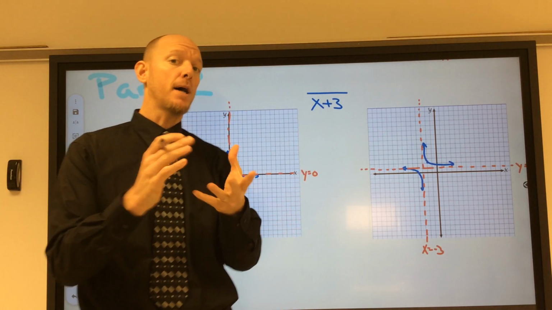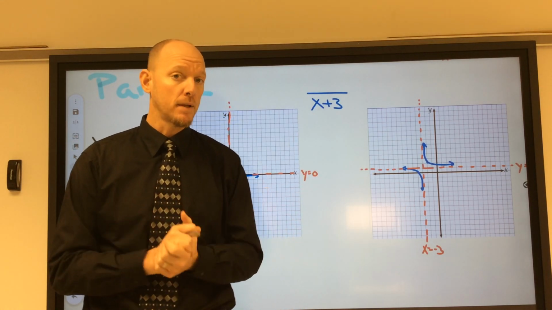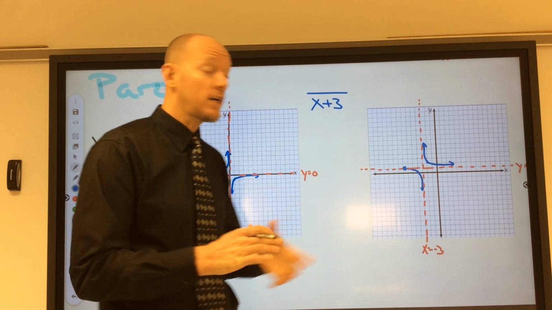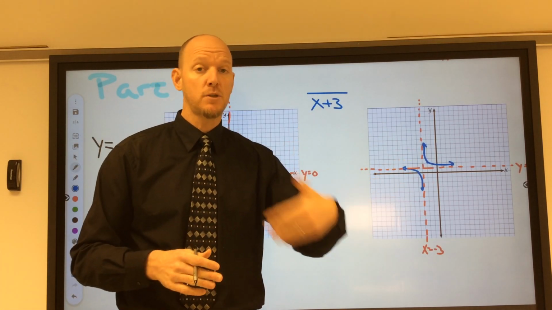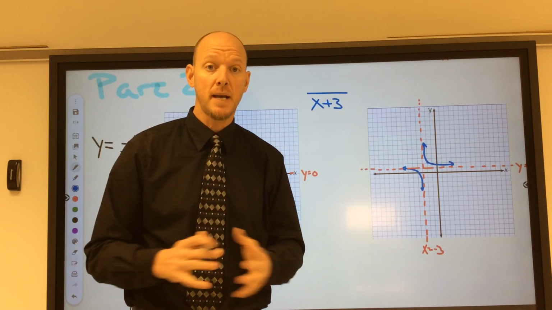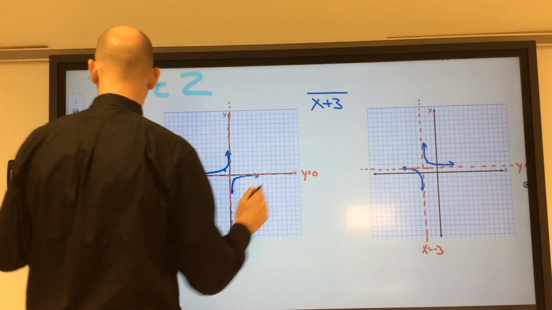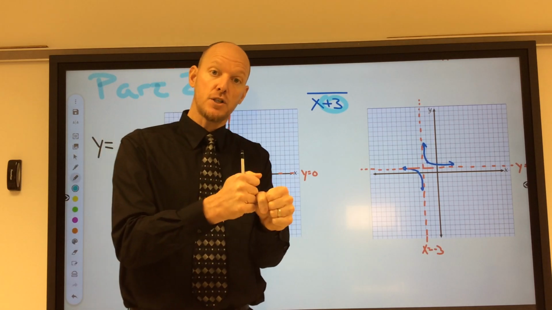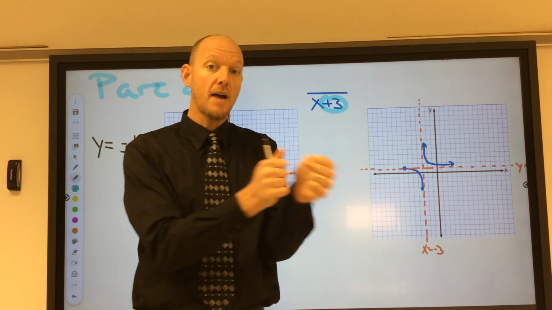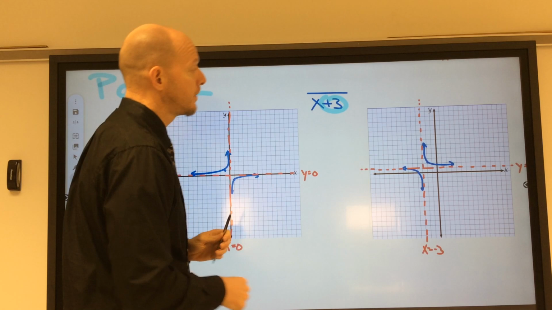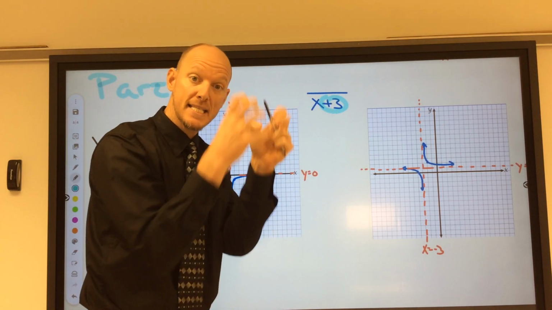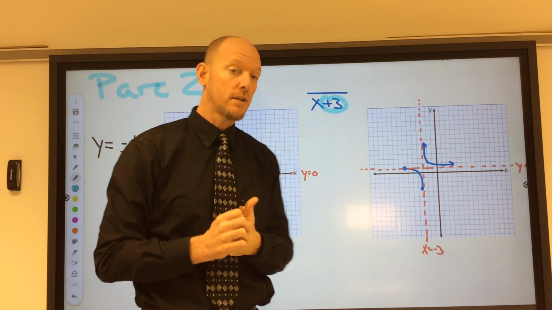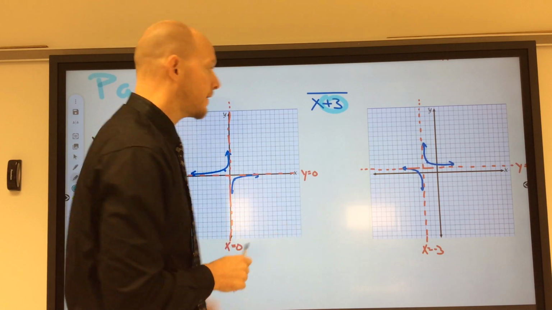And now I have the bottom portion of my hyperbola, which is very synonymous to what we've already done with quadratics, what we've done with radicals, and what we've done with exponentials. Whenever we have a constant value inside of the function, it translates it left or right in the opposite direction. So here's plus 3 inside of the fraction, and it's shifted left 3.